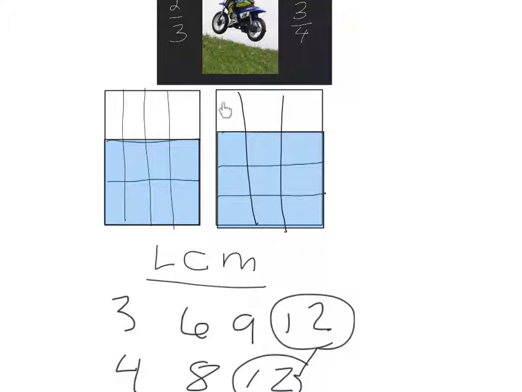And now I've got 1, 2, 3, 4, 5, 6, 7, 8, 9, 10, 11, and 12 parts. So these have common parts, right? Common denominators. So now all I have to do is count up all the blue lines to count up the parts. Let's do that right now.